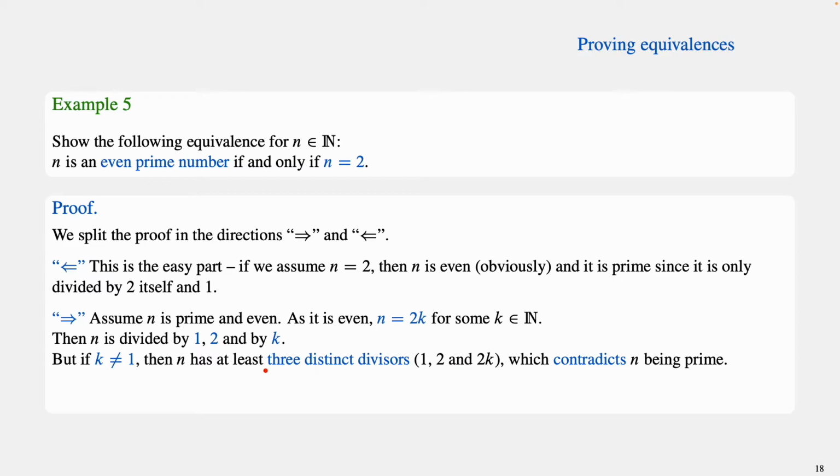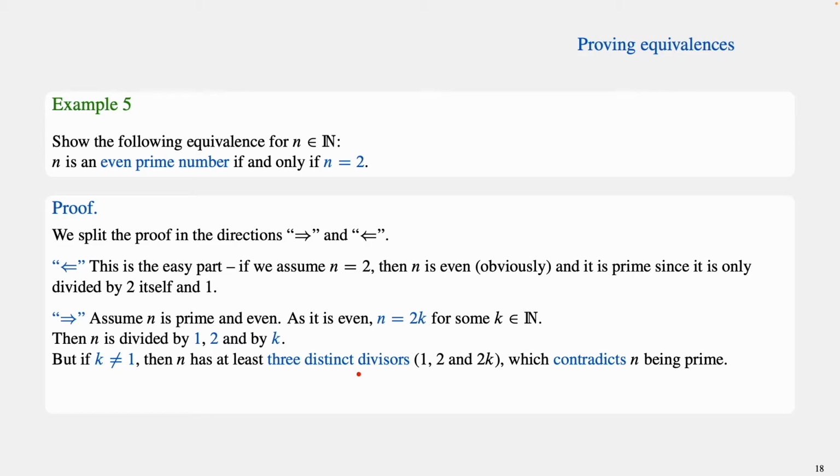Now, you may ask, why do I not say 4 distinct divisors? Because k is also a divisor, but I could have the situation where k is equal to 2, then k would actually not be a distinct divisor, but 2k, which would be 4 in this case, would still be a distinct divisor. But for any k other than 2, I would in fact have 4 distinct divisors here.